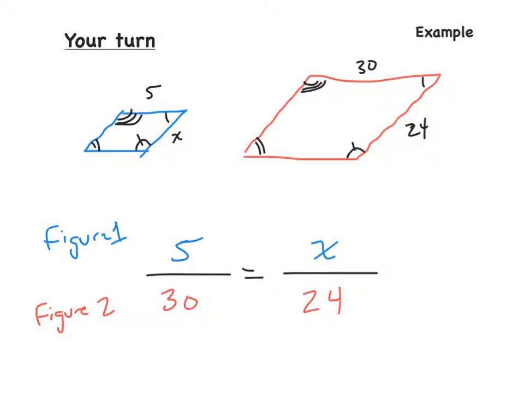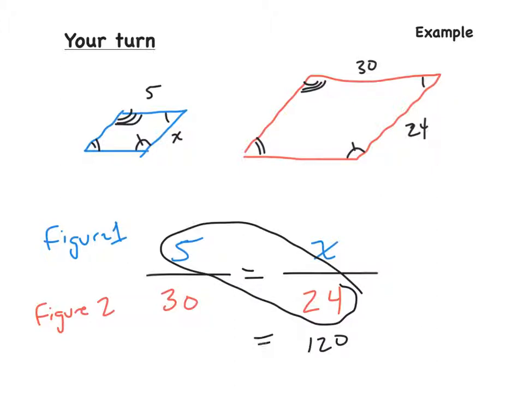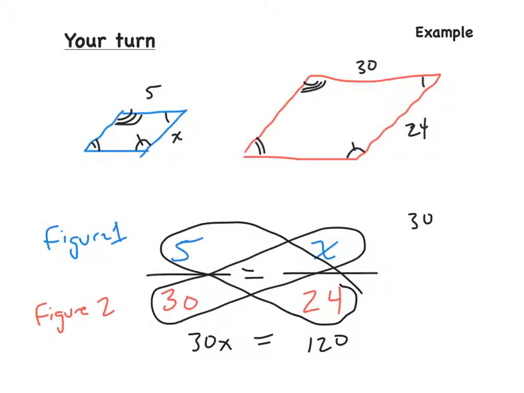So you could just do the butterfly method. This might take a little bit longer. 5 times 24 is equal to 120. 30 times x is equal to 30x. Let's rewrite it over here. Now to solve for x, you'd have to divide by 30. In this case, x is equal to 4.